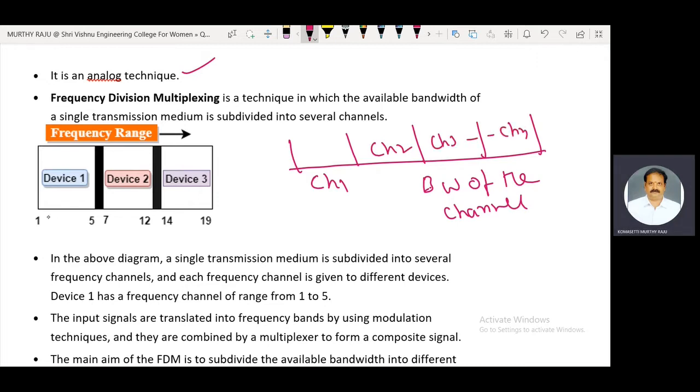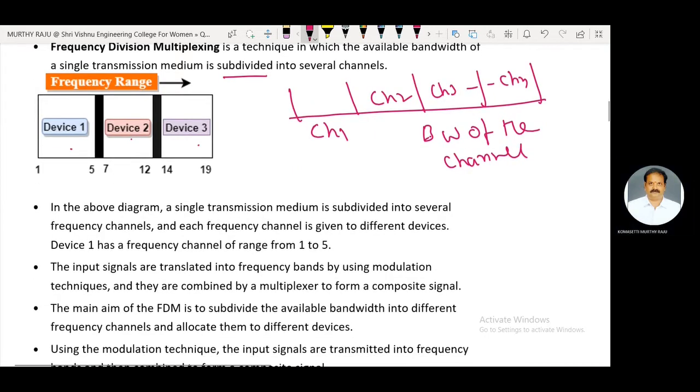In this case, device 1 uses channel 1, device 2 uses channel 2, device 3 uses channel 3. The entire bandwidth of the channel is divided into different subdivided channels. In this diagram, the signal transmission media is subdivided into several frequency channels, and each frequency channel is given to different devices.